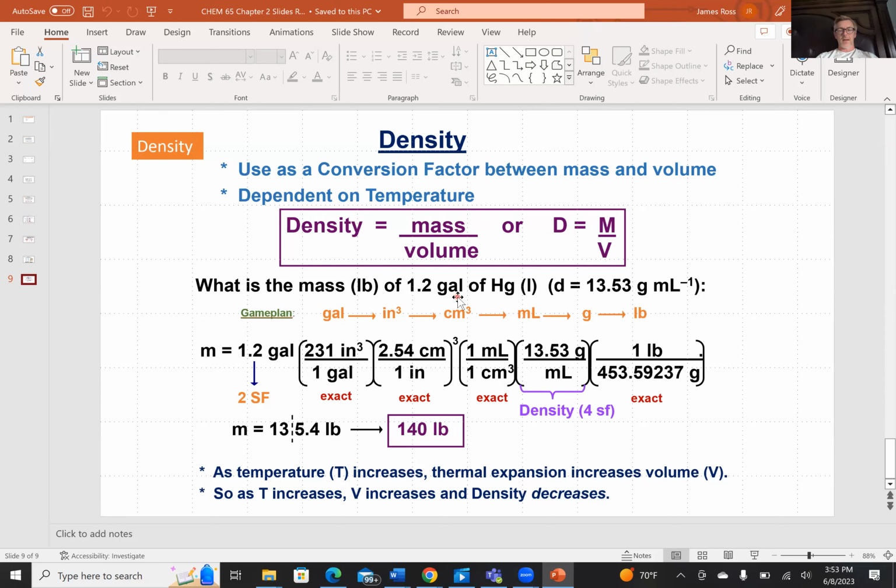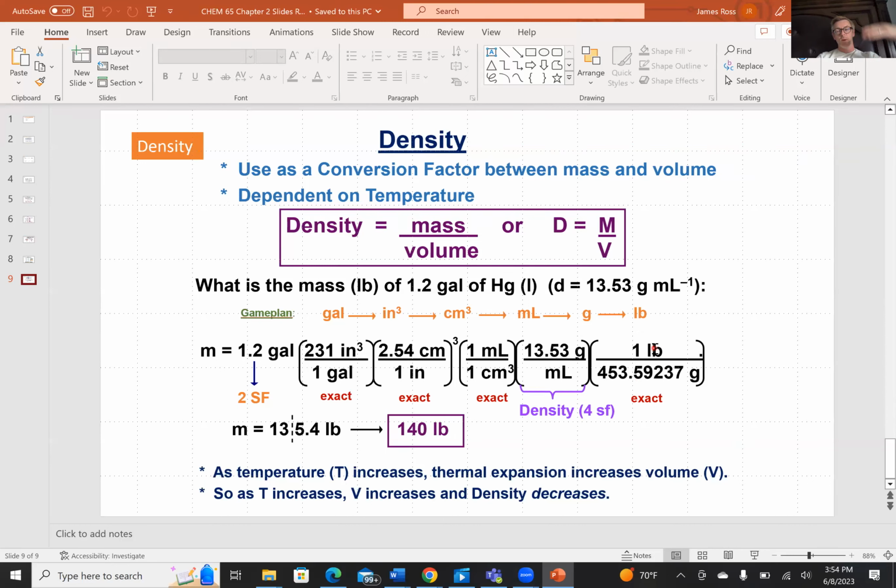So let's look at a typical example using dimensional analysis to calculate something using density. So this question says, what's the mass in pounds of 1.2 gallons of liquid mercury, atomic symbol Hg? And the given density of mercury is 13.53 grams per milliliter. So our game plan is as follows. We're going to construct this backwards, starting with what we want. So we want pounds. So we start off by writing pounds.